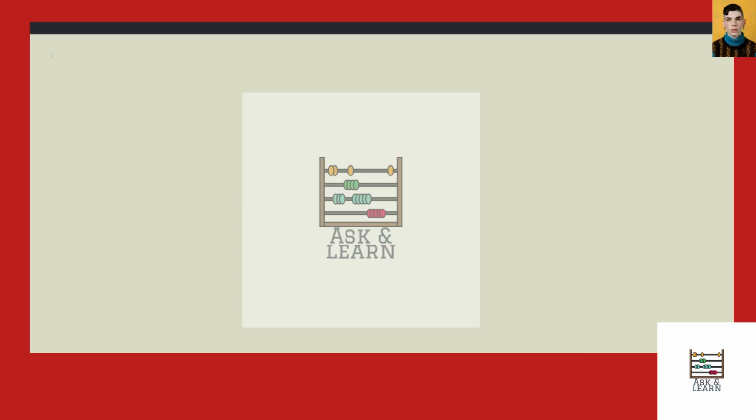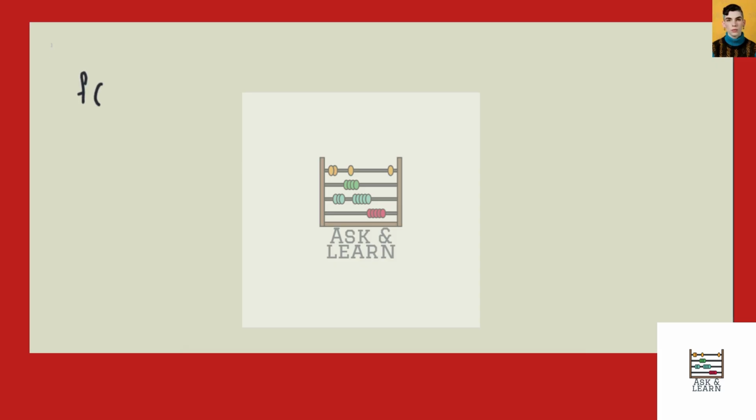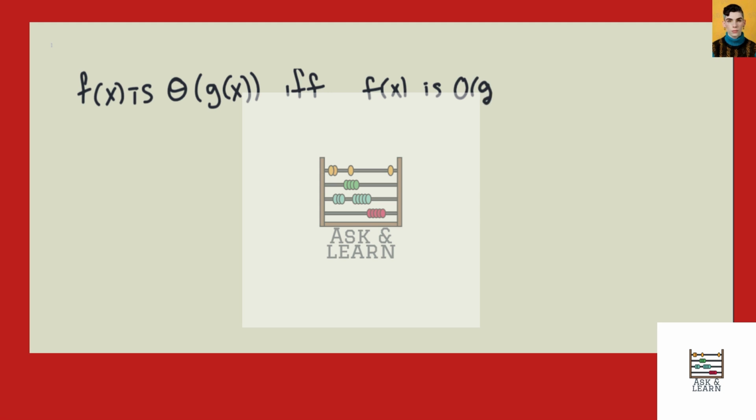All right, so here we want to show that f of x is big theta g of x if and only if f of x is big O g of x and g of x is big O of f of x.